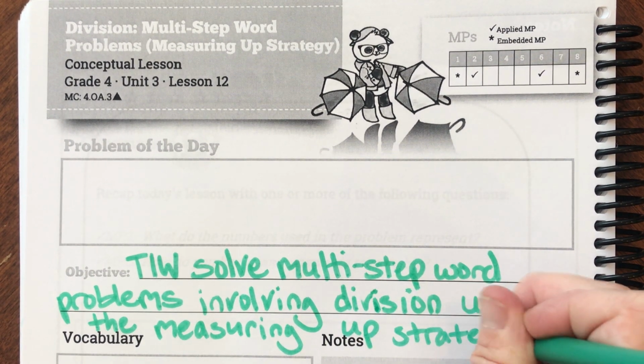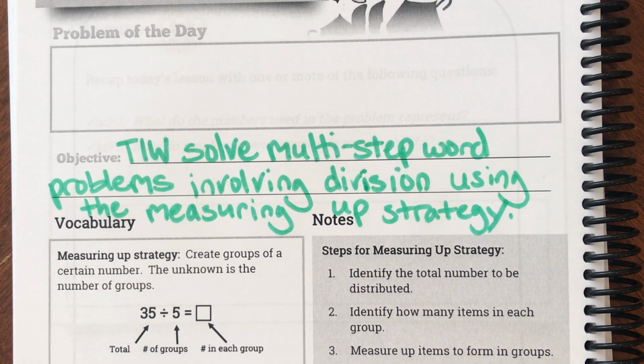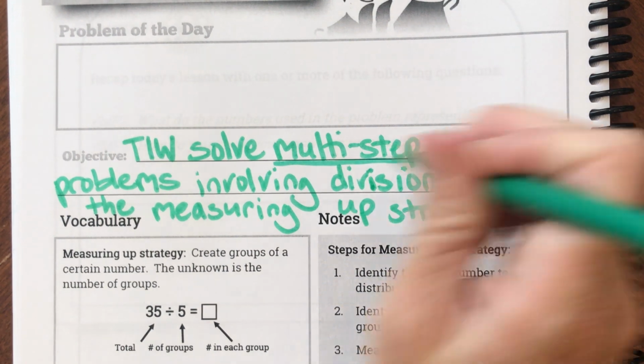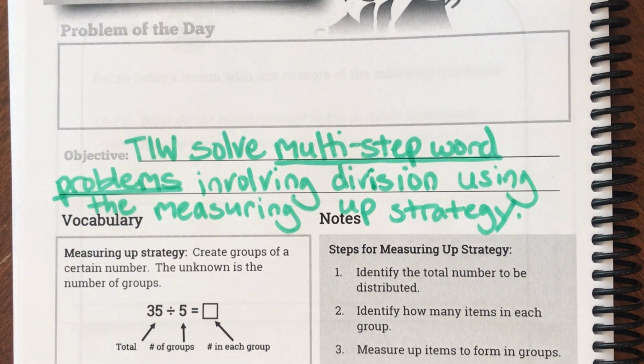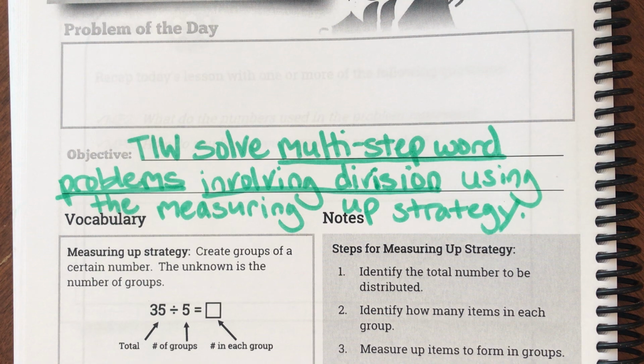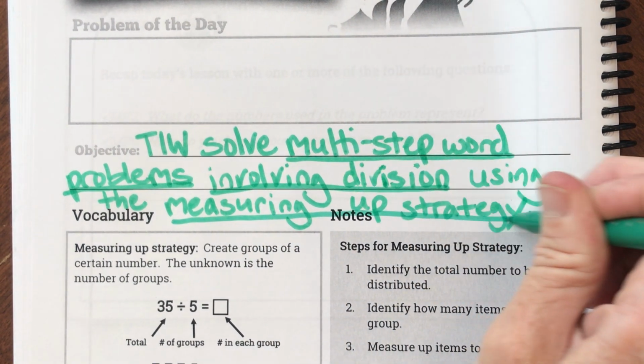Okay, that is quite an objective. So let's look at that again. This is a three-step objective. Today I will solve multi-step word problems, which means there's probably going to be more than one operation involved. Involving division, so your main operation is going to be a division problem. And then this new strategy called the measuring up strategy.